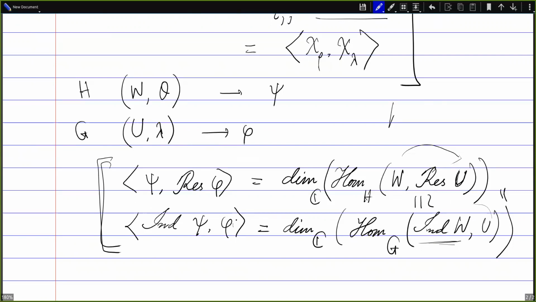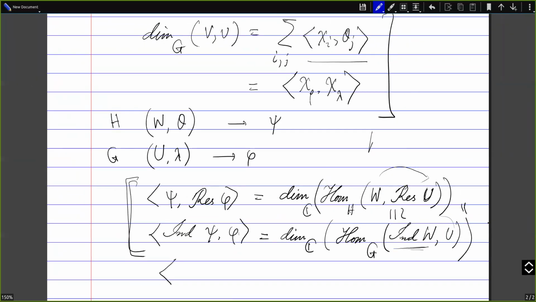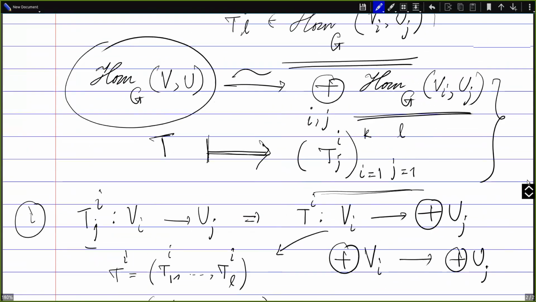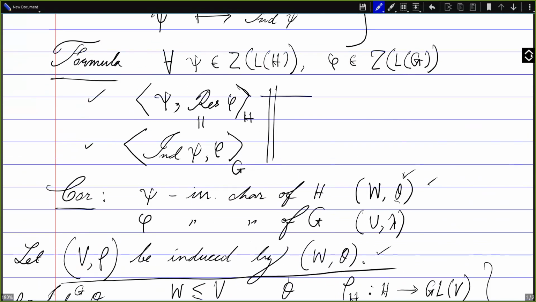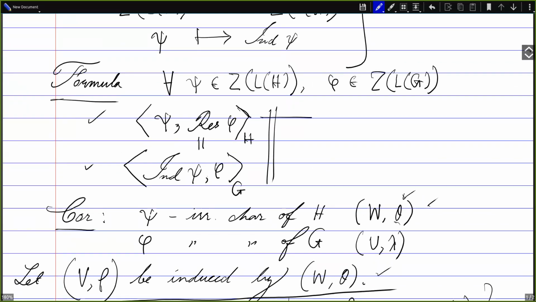And then, as I said, every class function on H is a sum of irreducible characters of H, and every class function on G is a sum of irreducible characters of G. So in view of that observation, from the linearity of the first component and the conjugate linearity of the second component, we prove this formula for any psi and phi. Again, let me repeat.